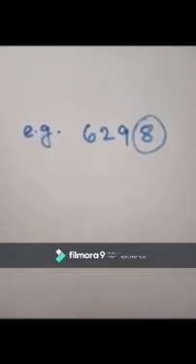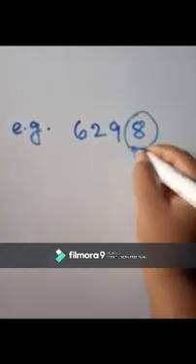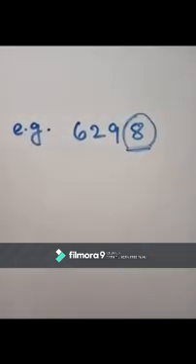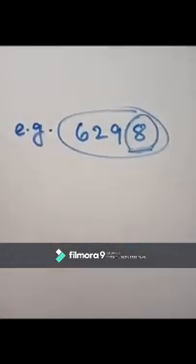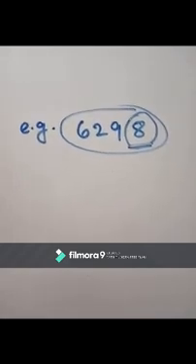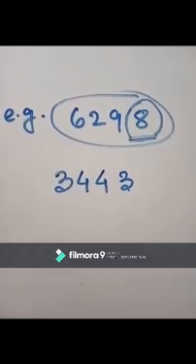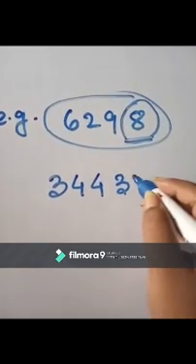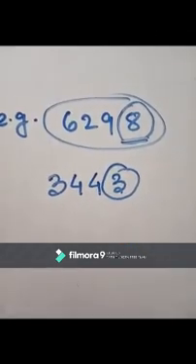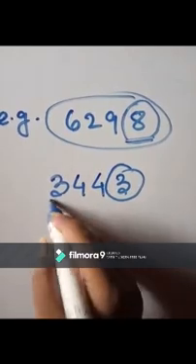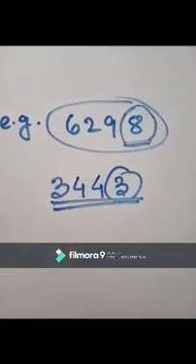6298. The last digit of this number is 8. 8 is an even number. So this whole number is divisible by 2. But in the next number, the last digit is 3, which is an odd number. That is why this number is not divisible by 2.